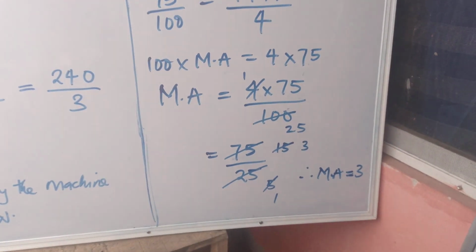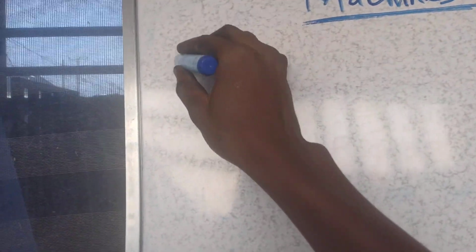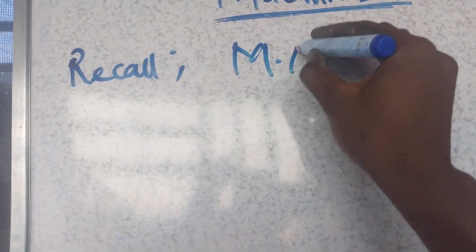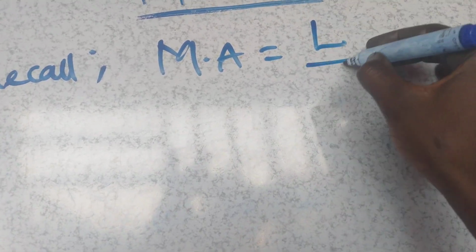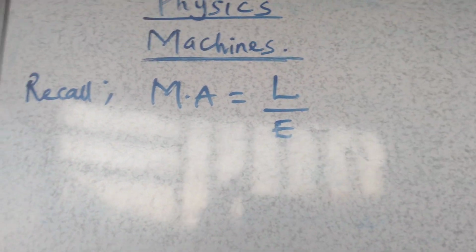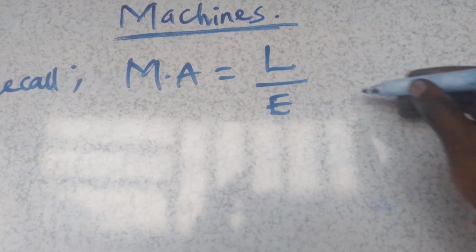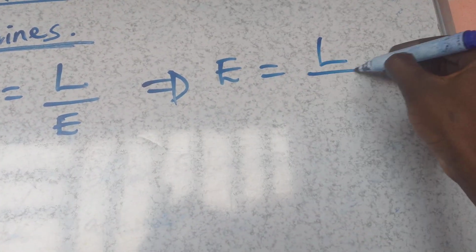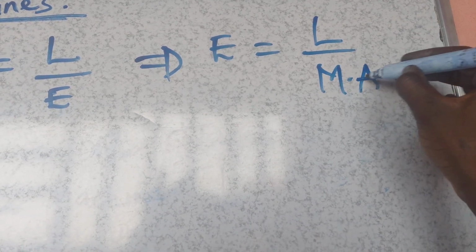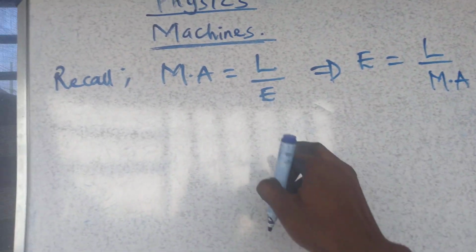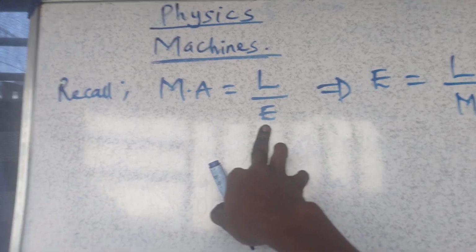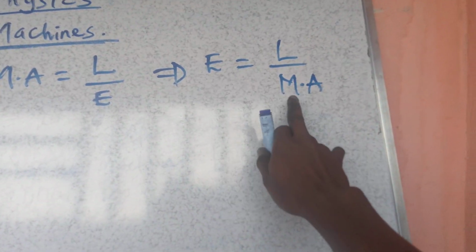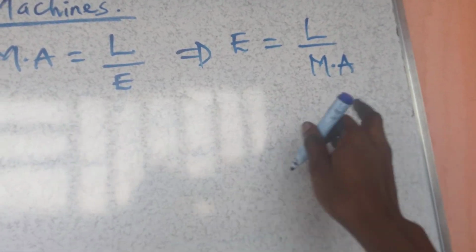So we are not done. We'll still continue. Now recall that mechanical advantage is equal to load over effort, and we are asked to look for the effort. So I can interchange the position. Effort will be equal to load over mechanical advantage. By making effort the subject of the formula, this goes here and this one comes down. So E is equal to load over mechanical advantage.